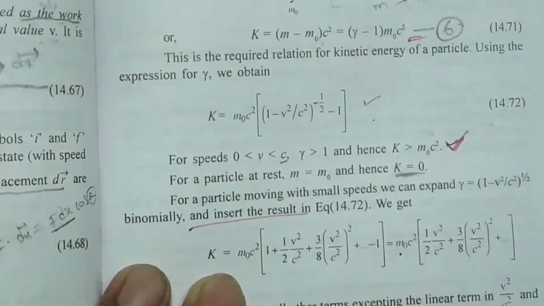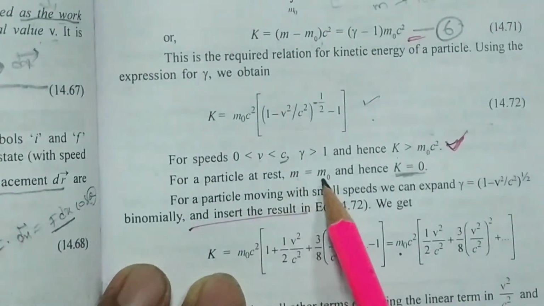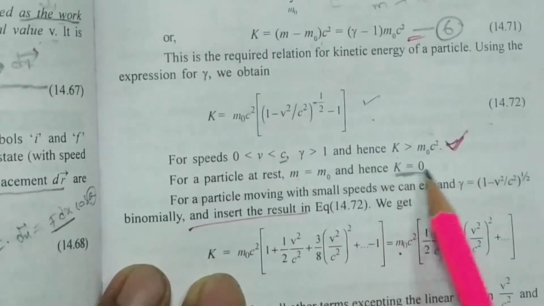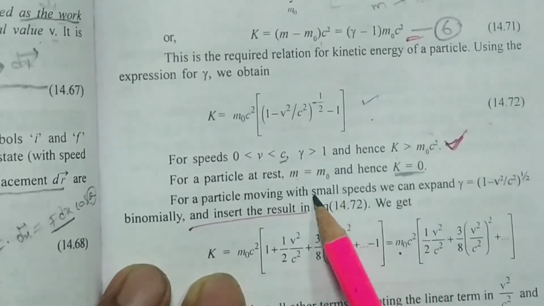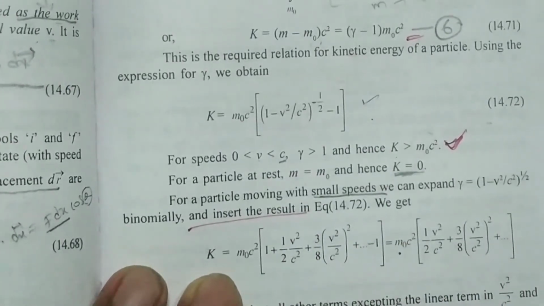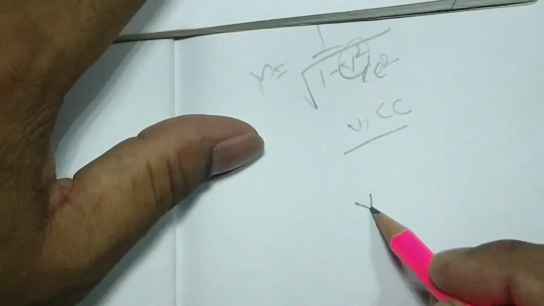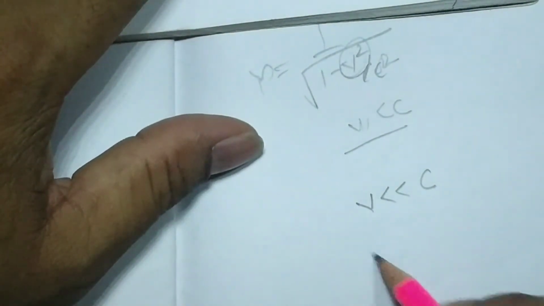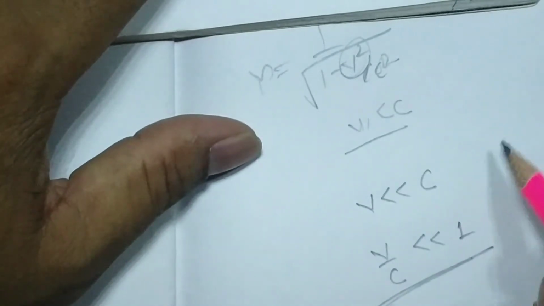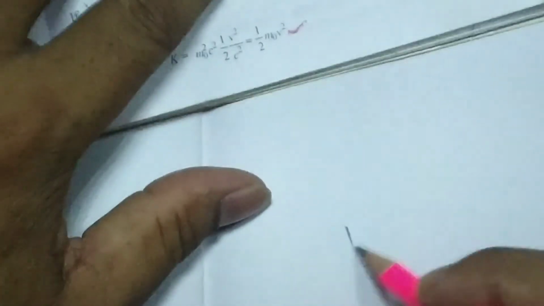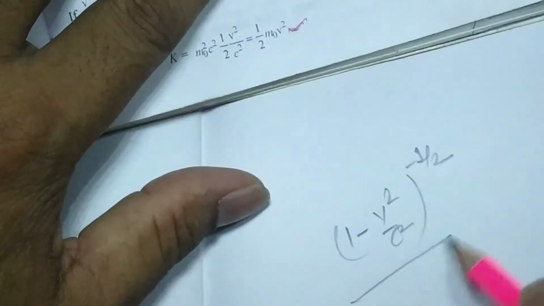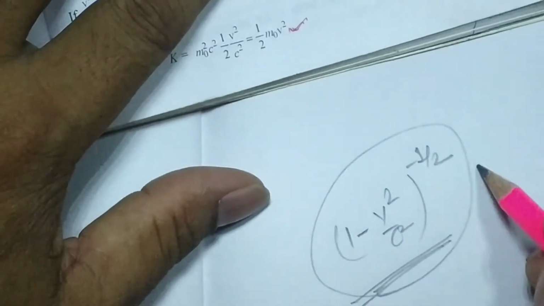Okay. So for the particle at rest, m equal to m0, hence k equal to 0. For the particle moving with the small speed, v is less than that of the c. So v by c is less than 1. So here in this case, if we have the term 1 minus v square by c square to the power minus 1 by 2, then for this we can use binomial theorem.